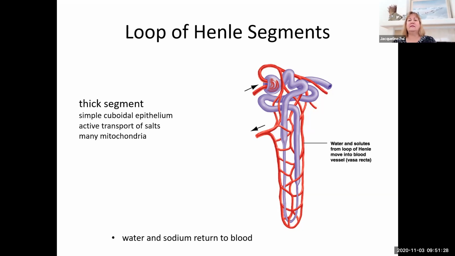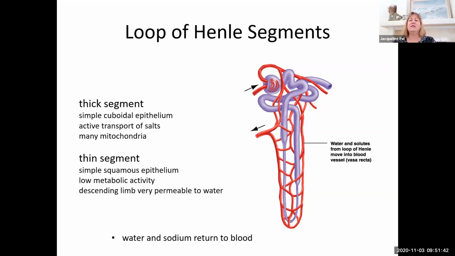In contrast, closer to the loop end of it, the U-turn end of it, these are the thin segments of the ascending and descending limbs of the loop of Henle. And they're called thin segments because the epithelium is thinner. In other words, it's a simple squamous epithelium. And this has a much lower level of metabolism. So we're not going to be having active transport occurring here, but it is very active because of some structures making it very permeable to water.